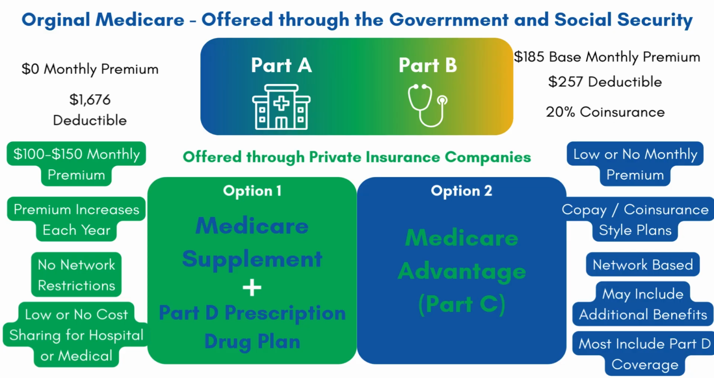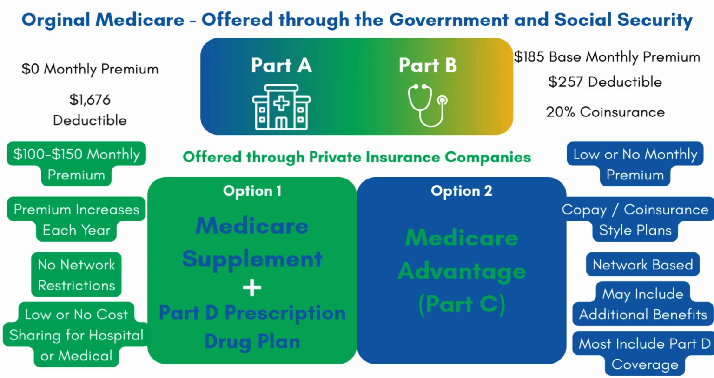Option 2 is a Medicare Advantage plan. These plans feature low or no monthly premiums in addition to Part B, but because of that, your client does have a higher cost sharing and they are network based, so your client needs to stay in network.